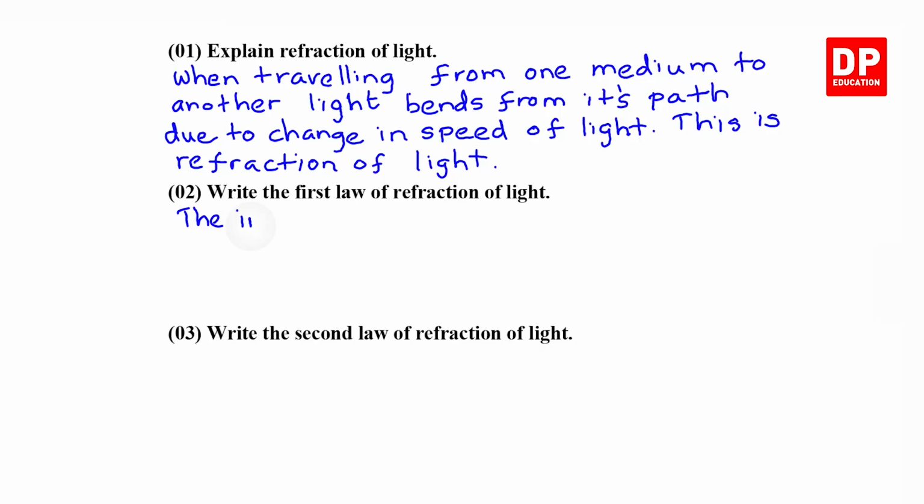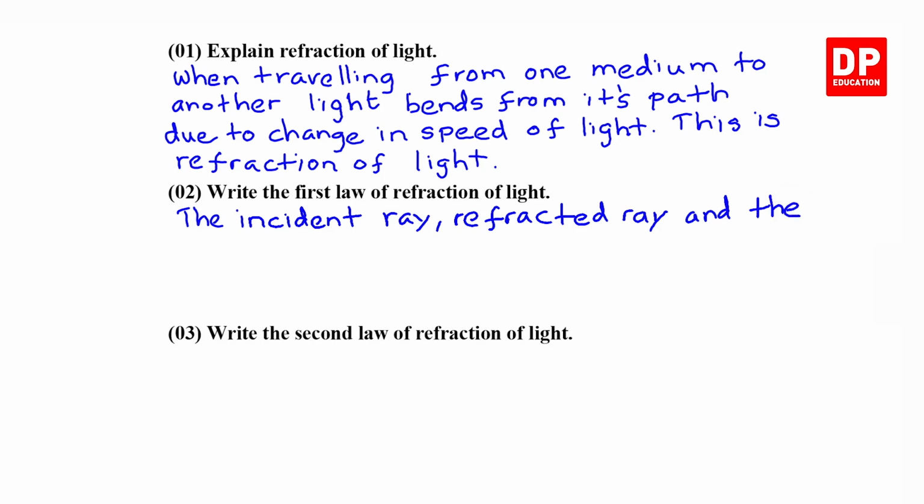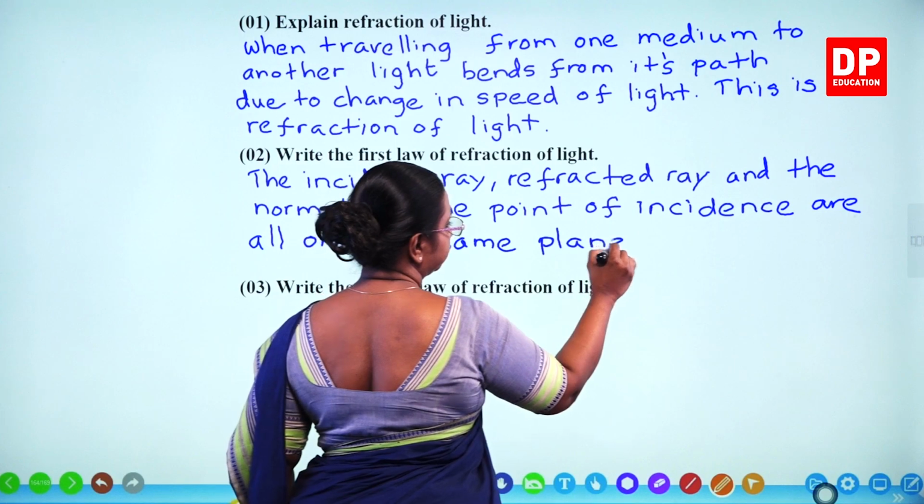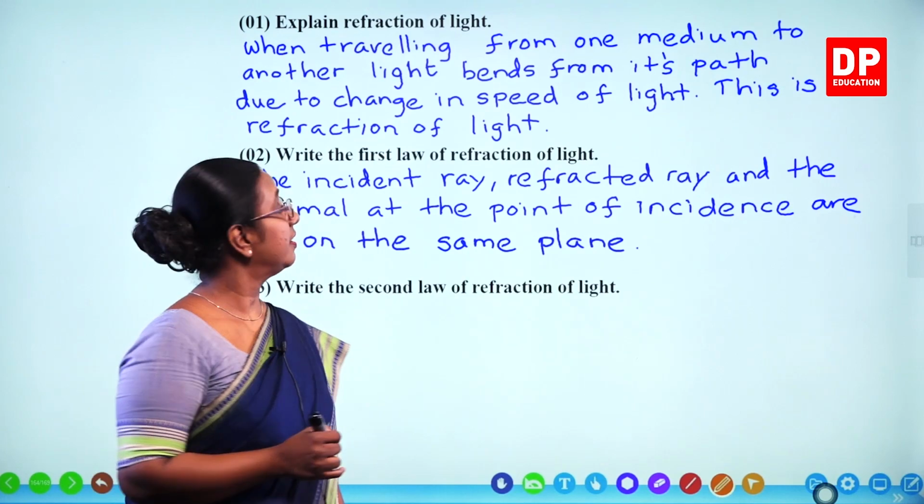So, the incident ray, refracted ray, and the normal at the point of incidence are on the same plane. So that is the first law of refraction.